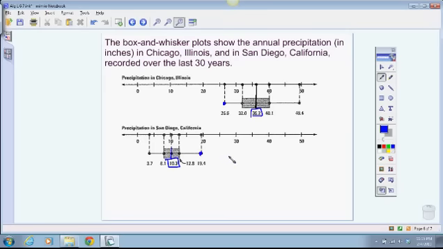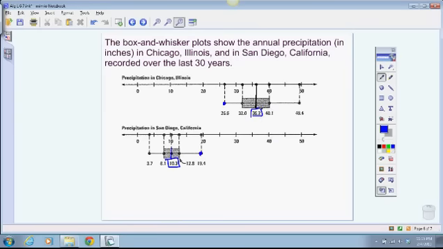mind the purpose of a box and whisker plot. It divides data sets into 4 parts. It has nothing to do with what those numbers are, but it tells you 1/4 the data lies somewhere, 1/2 the data lies somewhere. You're not familiar with what that data is, but you know that half of it lies in the box, or 1/4 of it lies in the whisker.